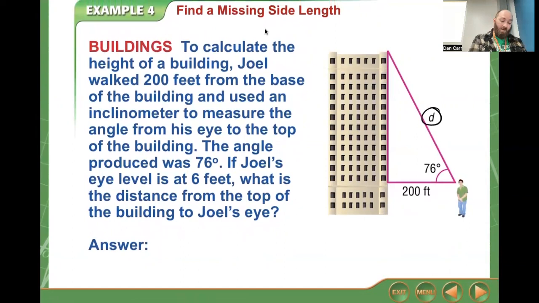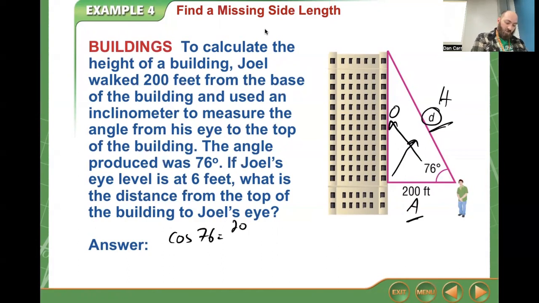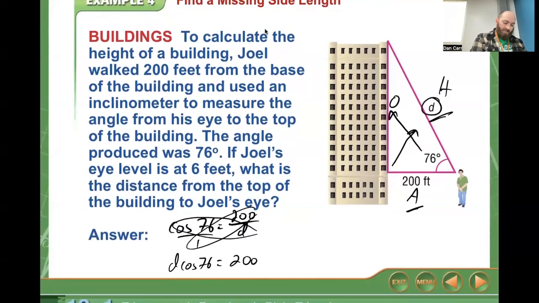So if I want to set this up, again we look at 76 degrees. Let's label everything we know. This needs to be hypotenuse, this will be opposite, and this will be adjacent. I know the adjacent. I'm looking for hypotenuse. So I can set that up with cosine. Cosine of 76 is equal to the adjacent, 200, divided by d. If I make that over 1, we'll go ahead and cross multiply here, because d cosine 76 equals 200. Gets a little bit weird, but we're going to divide both sides by cosine 76.